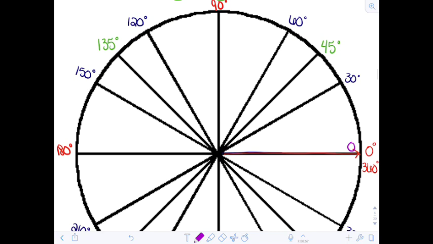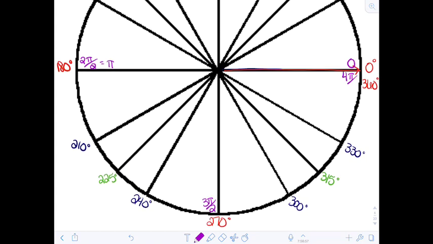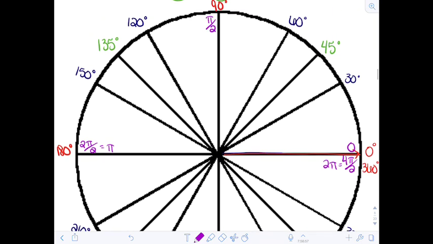Then 90 degrees, a fourth of the way around, is pi over 2. So now I'm going to go around, just like we went around in increments of 90, in increments of pi over 2. So 90 is pi over 2. Over here, I would have 2 pi over 2, which is pi. Down here, I would have 3 pi over 2. And back around, I would have 4 pi over 2, which is 2 pi. So there are my quadrant radian measures.